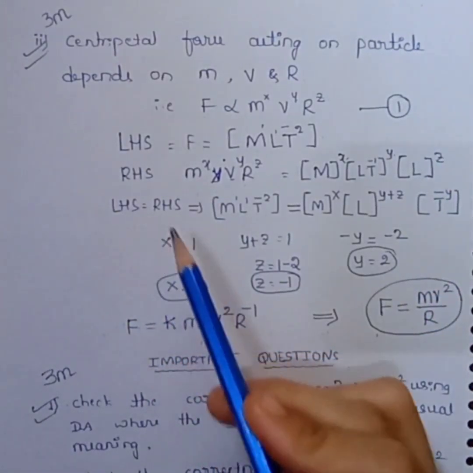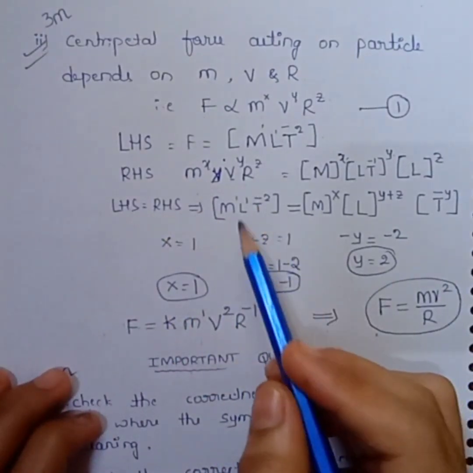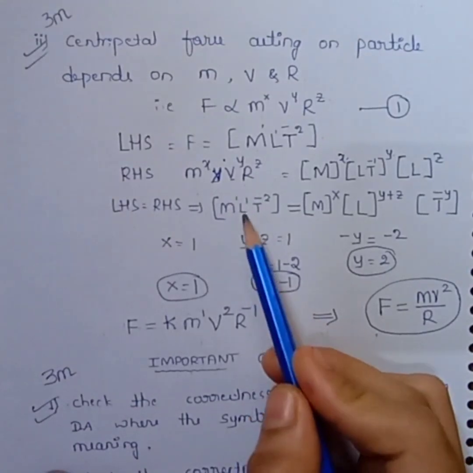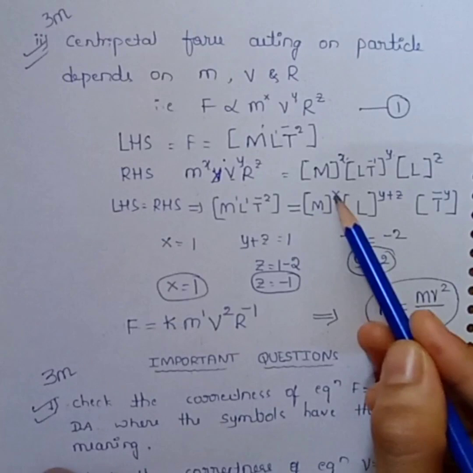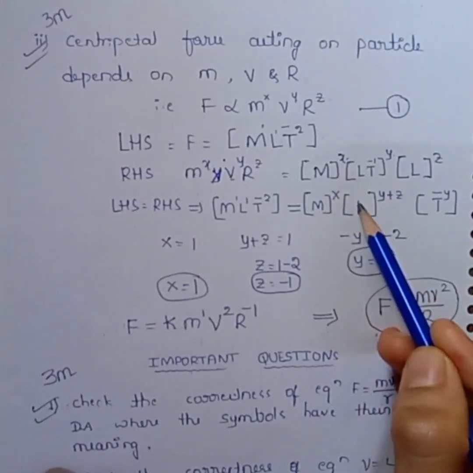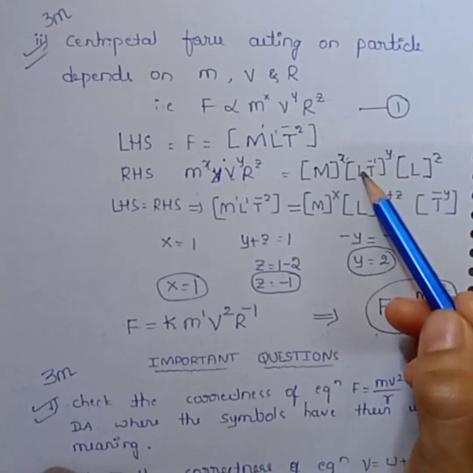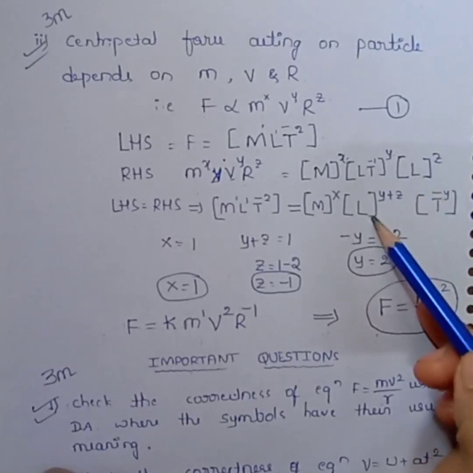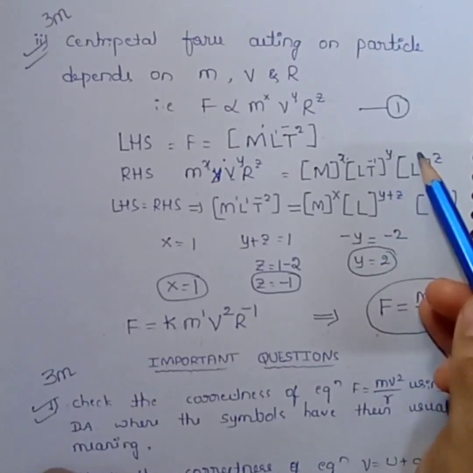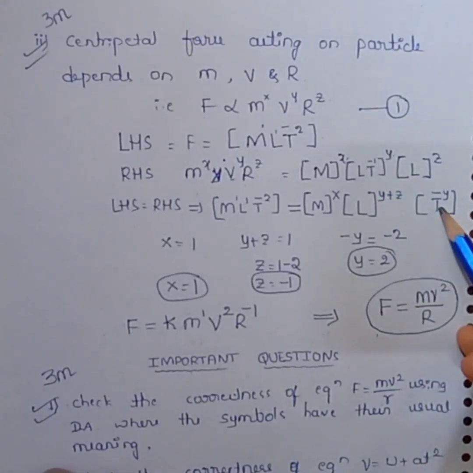Then, just by equating LHS and RHS, we can write the equation as: LHS is M^1 L^1 T^-2 equals RHS, which is M to the power of x, L to the power of y plus z. Why? Here L to the power of y is there, and L to the power of z is also there. Then it can be written as L to the power of y plus z. Then T to the power of minus y.